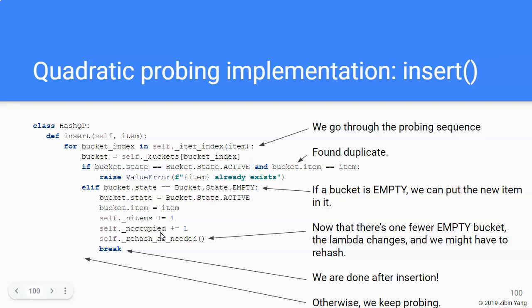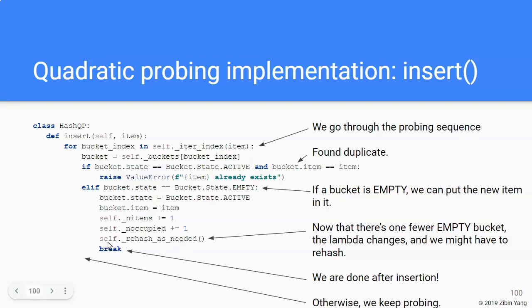That's the total of active and deleted buckets. So now that we have one fewer empty bucket, the lambda, or the load factor of the hash table, would have changed, and we would have to check to see if we have to rehash. We will take a look at how rehash as needed is implemented in a moment. But after all of these are done, then we are done with the insertion operation.